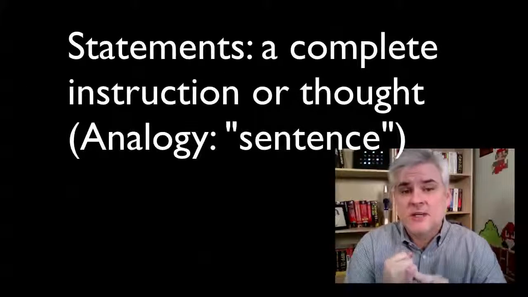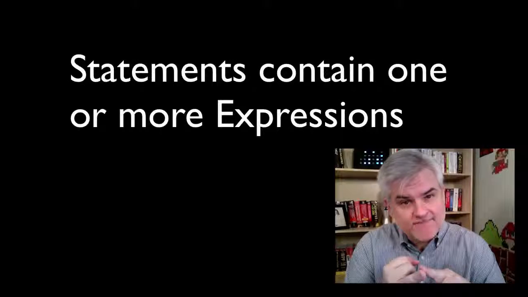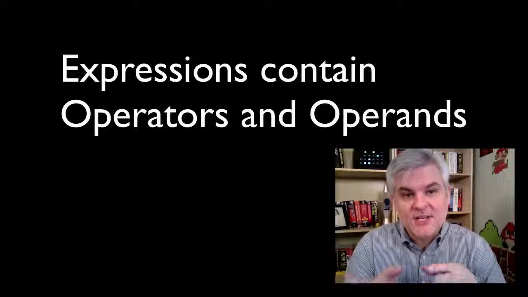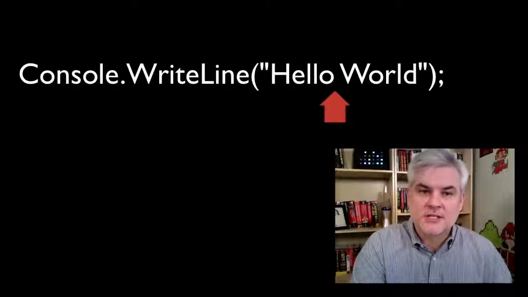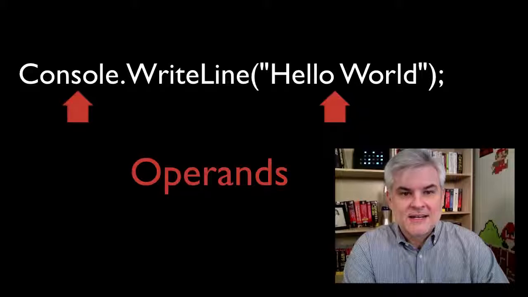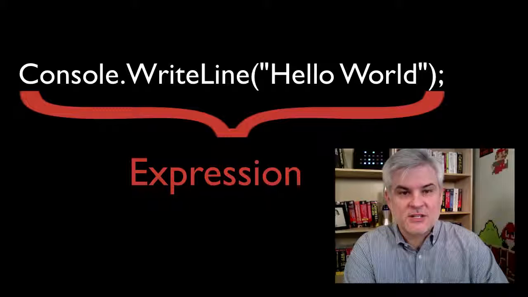So statements are complete thoughts or complete sentences in C#. Statements are made up of one or more expressions. Expressions are made up of operators and operands. And so we've seen examples of all of these already in all the code that we wrote yesterday. I just want to take a few of these a little bit out of context and point out the various parts. So Console.WriteLine("Hello World"). Here we have an operand and we have an entire expression which actually forms a statement as well.